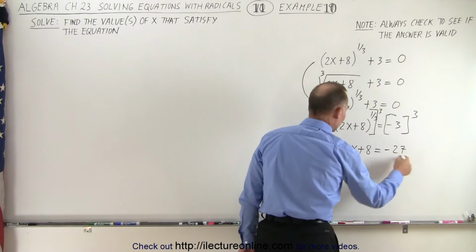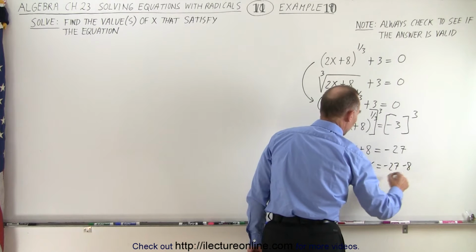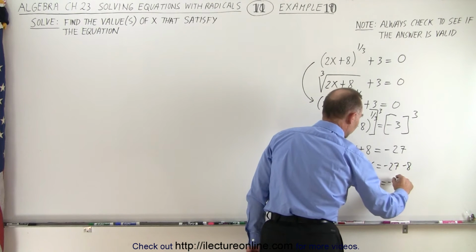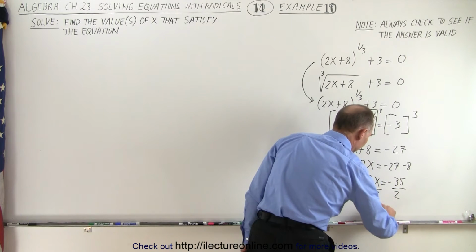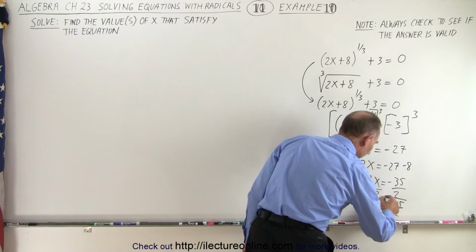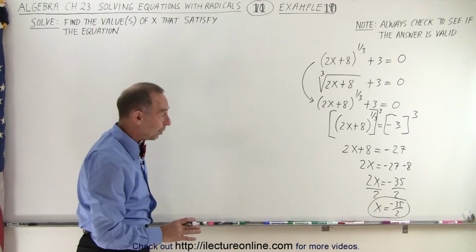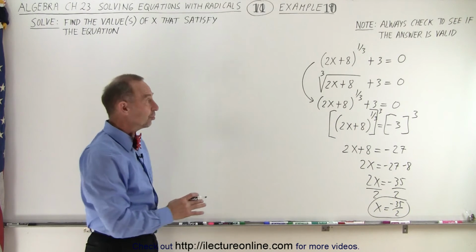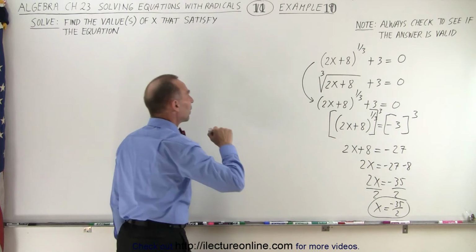Let's move the 8 to the other side. We have 2x is equal to minus 27 minus 8, or 2x is equal to minus 35, or if we divide both sides by 2, we get x is equal to minus 35 divided by 2. I'm running kind of out of room there. So again, just as before, that may or may not be the solution. We need to validate it by plugging it back into the original problem.